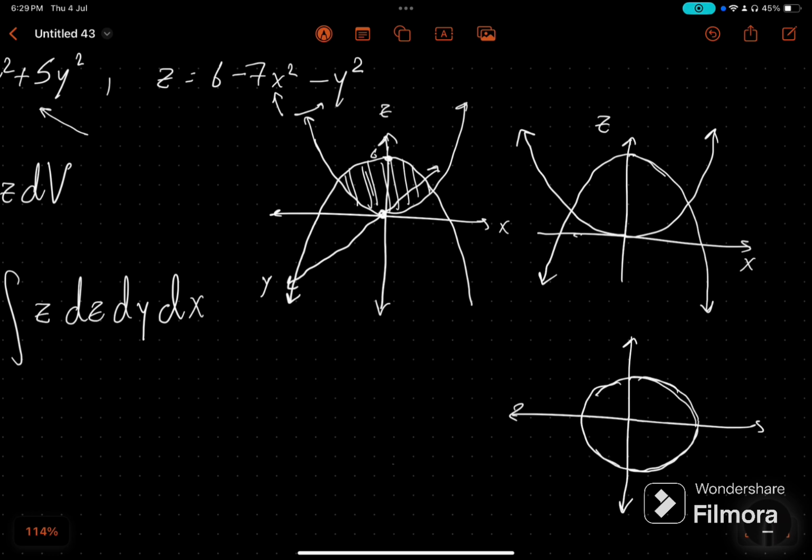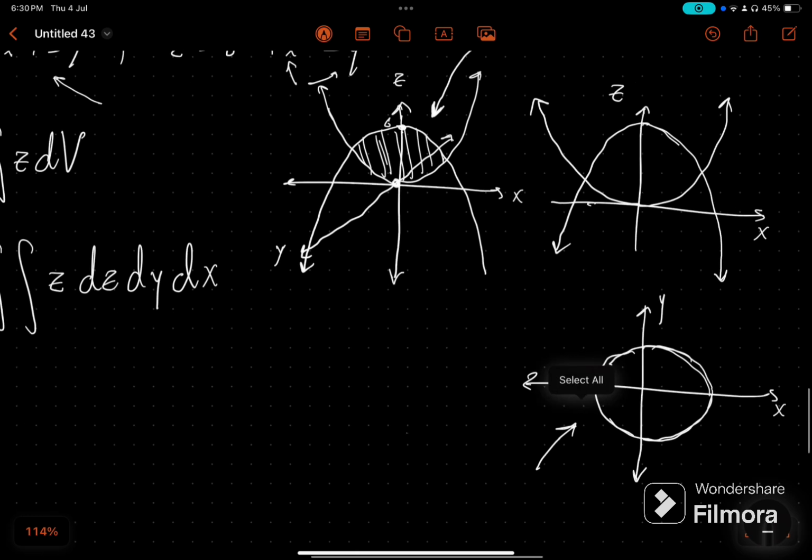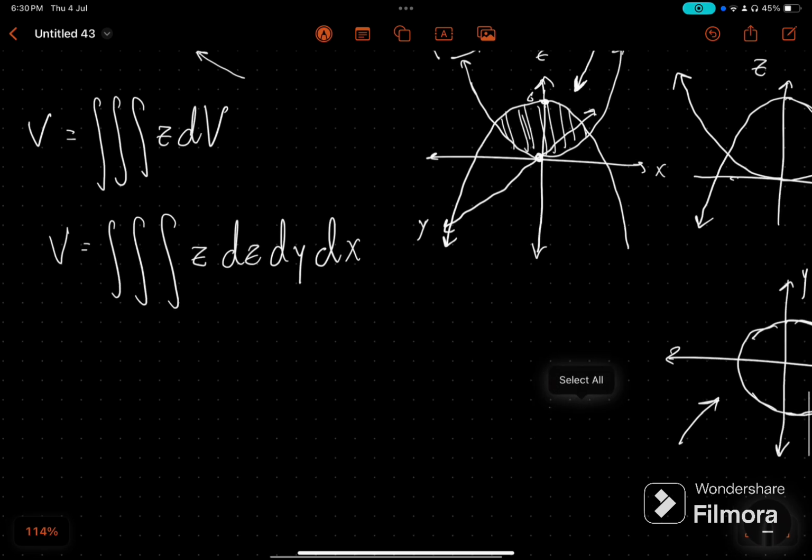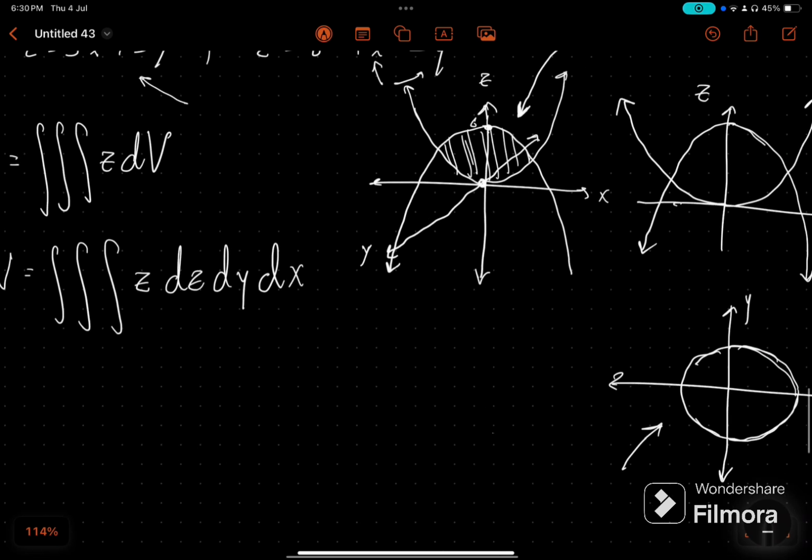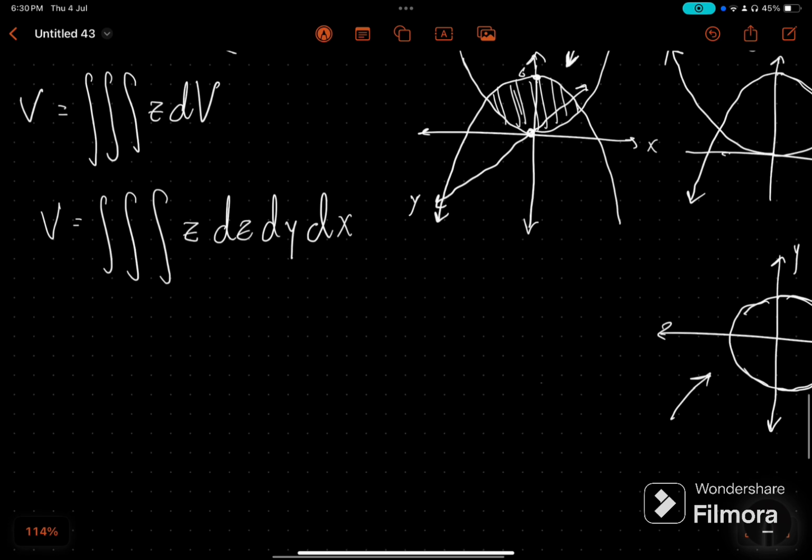Okay, so x, y is up. Now this is what it's going to look like from the upper view. If we look at this volume from the top, we're going to see this. If we look at it from the side, in the xy plane, we're going to see this. Okay, and so now it's dz dy dx. Okay, let's try to do it.